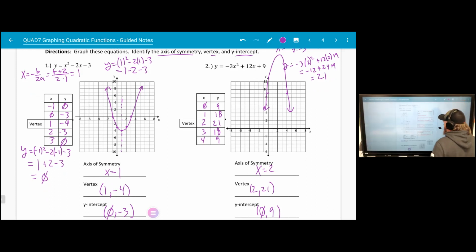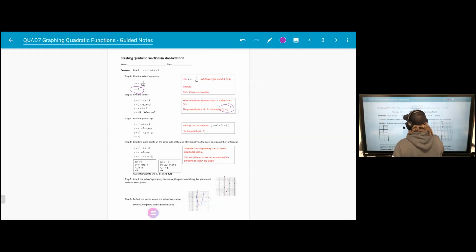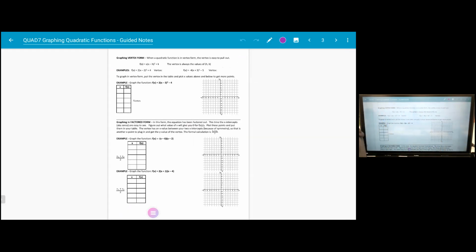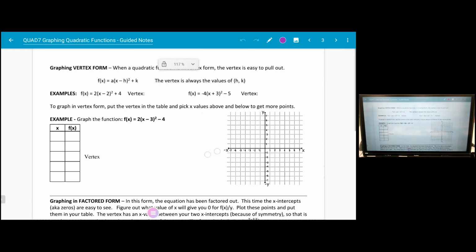Our second style here, oops, sorry, we're on page 3. Second style is vertex form. Now, this should look a little bit familiar to us. We've already seen this. This is a very similar style to what we saw in the beginning of the year when we did transformations. We did translations, and then we also did some stretches and reflections and compressions, all that good stuff. Our vertex is just the values of h and k.